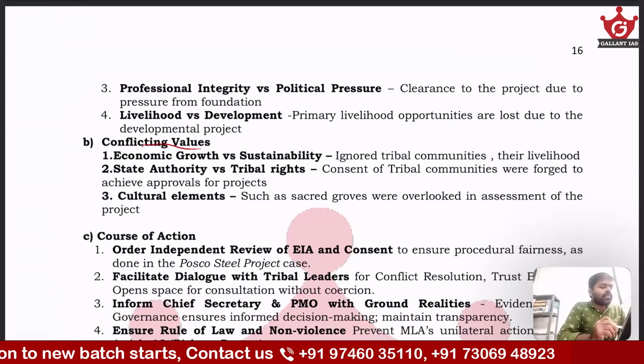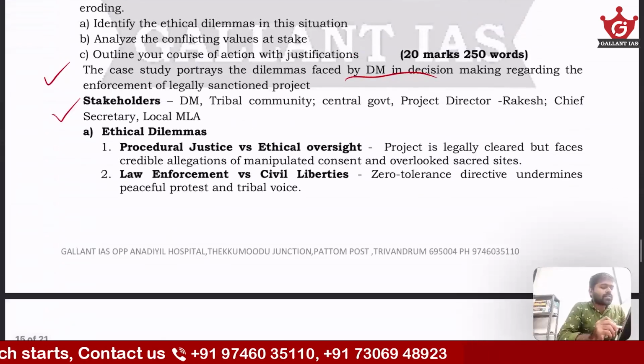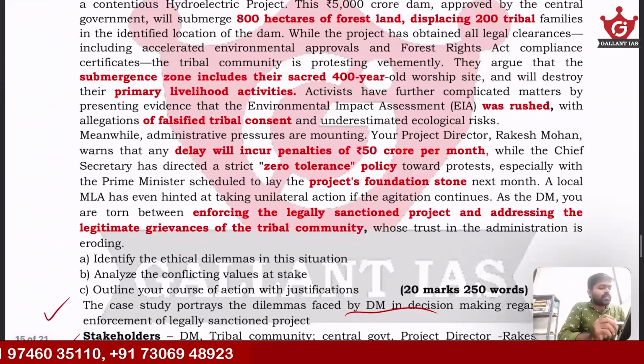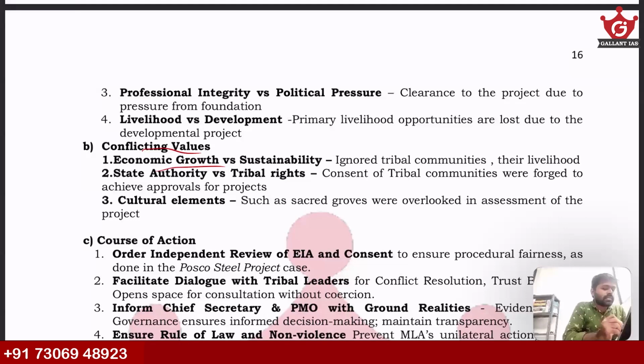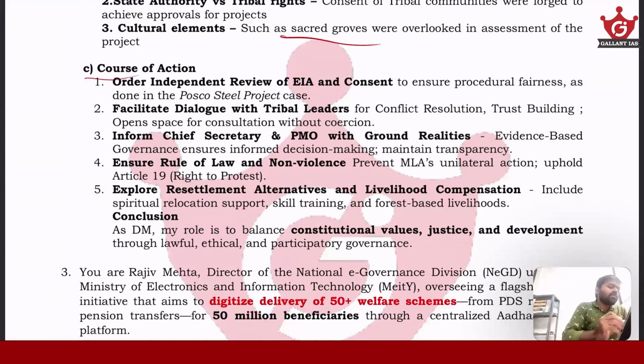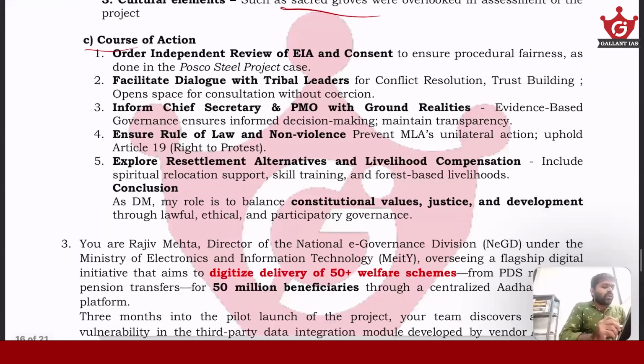And the second question is about the conflicting values presented in the case study. While we are addressing the question, we can focus on the keywords presented in the case study itself. So we can add economic growth versus sustainability, state authority versus tribal rights, etc. And the third conflicting value is the cultural sentiment for the protection of sacred groves and assessment of the projects also. And the third sub-question is about the course of action to be taken. We can include them in an orderly manner.